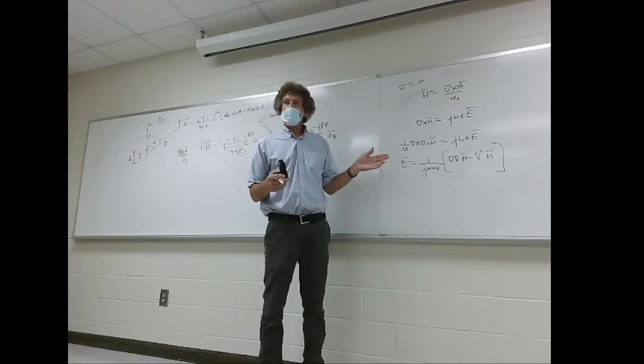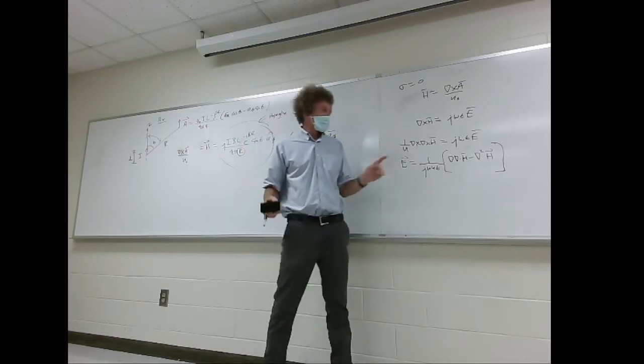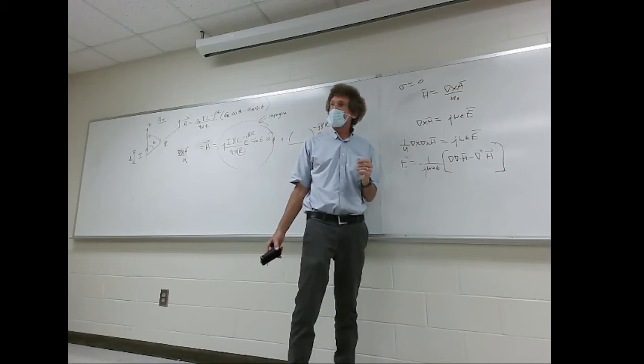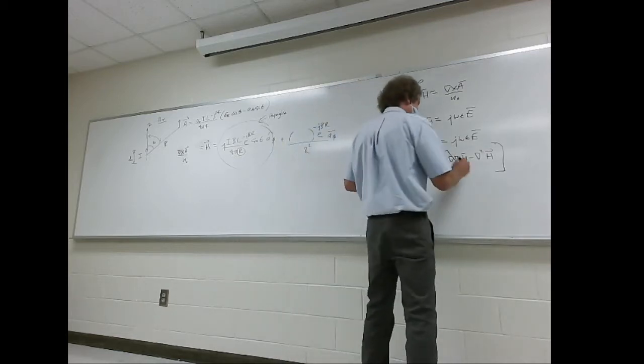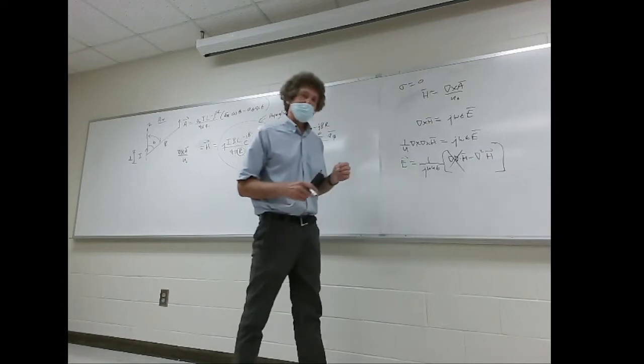You don't have to know it, but here's the one thing that's nice about this. What do you know about the divergence of H? It's 0, right? There are no magnetic monopoles. The divergence of H is 0. Do you all agree with that, class? So this goes away, and we're left with that. And that, in fact, will be the E field.